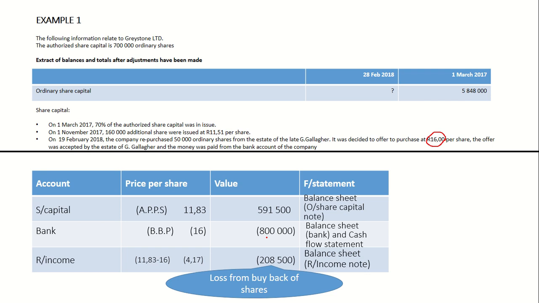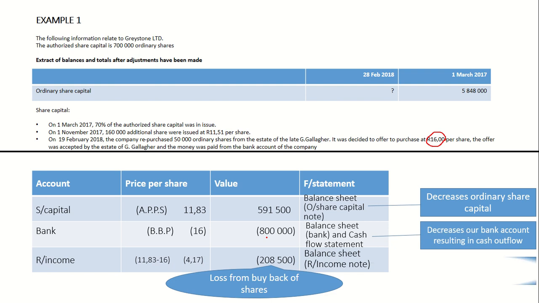Note, for your next exercise, please do prepare this working because I need it for your next exercise, which is classwork 3. Now, that decreases your ordinary share capital, this decreases your bank account, and that decreases your retained income. It will increase your retained income if it is a profit, but in this case, it is a loss. So it will decrease your retained income because it is not a profit, it is a loss. Okay? Please do classwork 3.